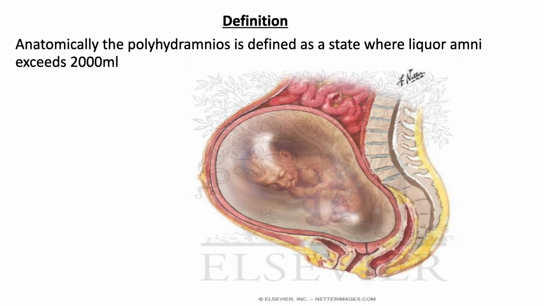First, we'll see the definition of polyhydramnios. Anatomically, polyhydramnios is defined as a state where liquor amni exceeds 2000 ml. That is, the amniotic fluid which is present in the amniotic sac will be more than 2000 ml. It exceeds 2000 ml. That's the simple definition of polyhydramnios.